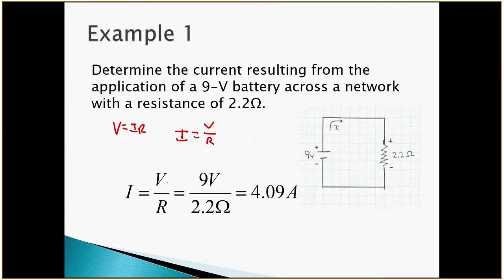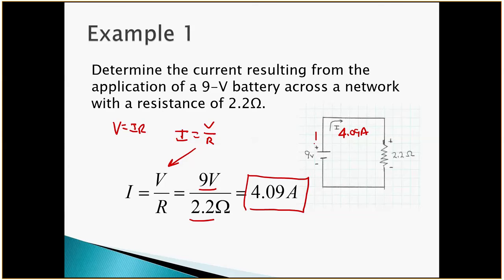So here we go. I've got that equation. I've developed that. The voltage is 9 volts and the resistance is 2.2 ohms. So 9 divided by 2.2 ohms is 4.09 amps. So in this circuit, I've got 4.09 amps that's flowing continuously in the circuit.